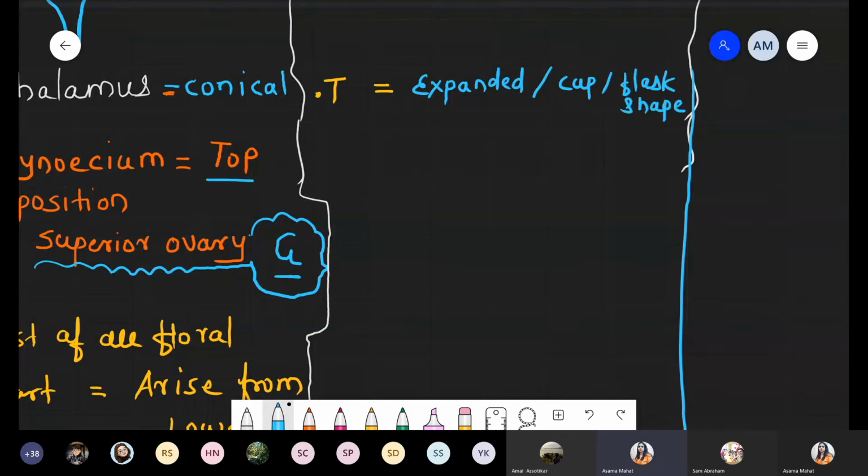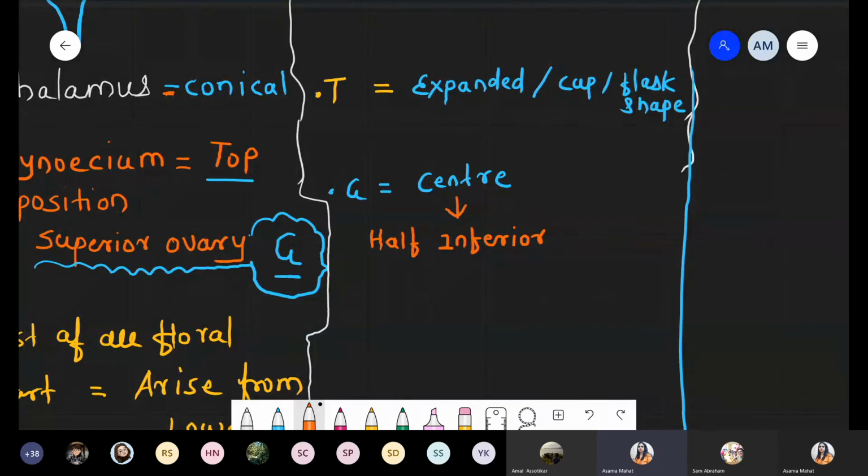Now the next point, that is G, for the gynoecium. The gynoecium is now present at the center. It is not present on the top. Yahan pe present hai center. And if it is present at the center, such a type is called half inferior.